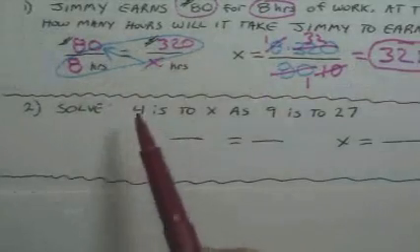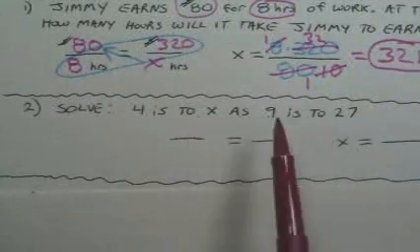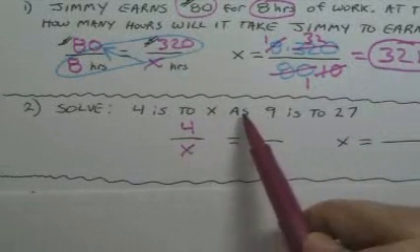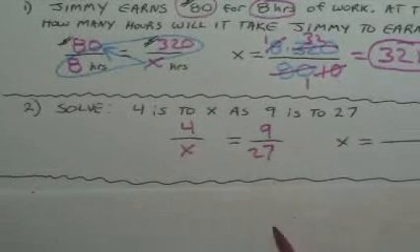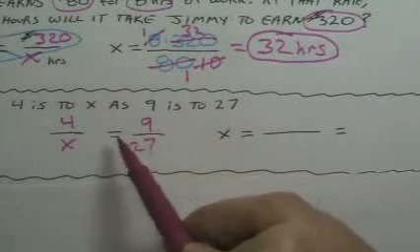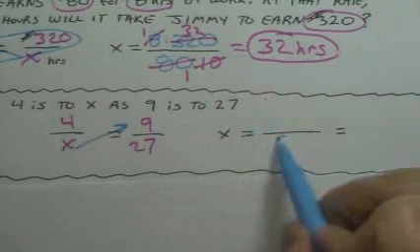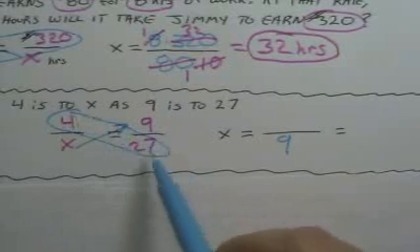Okay, number 2, it says solve 4 is to x as 9 is to 27. These are fractions. 4 is to x as 9 is to 27. So now all we do is solve. We know that the diagonal of x goes at the bottom, so 9 goes at the bottom, and then the other two numbers go on top.